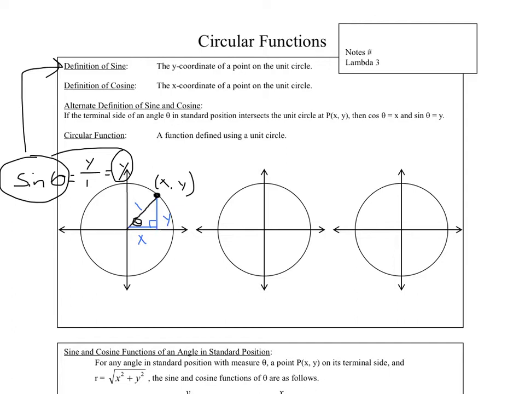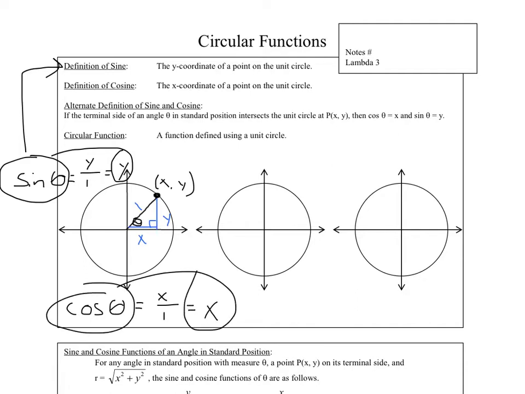Definition of cosine, cosine of theta is the adjacent leg, which is x, over the hypotenuse, which is 1, which reduces to x. So we're saying cosine of theta is equal to x, which is the definition of cosine. So that's why those definitions are what they are.